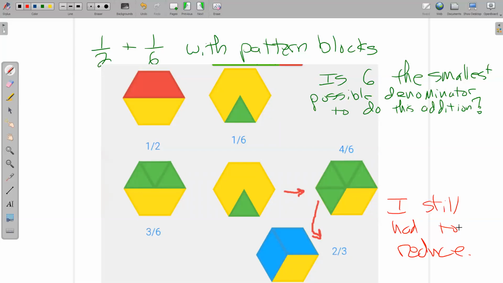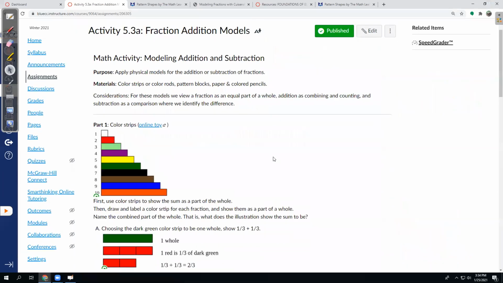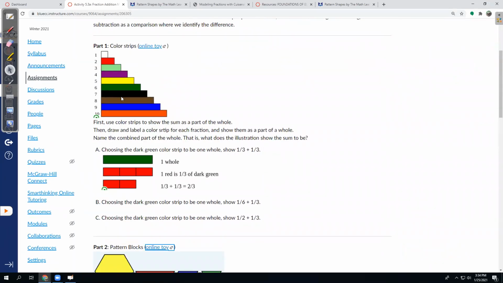So what I want to play with next is to have you guys practice drawing these situations and using some toys. Now, the toys that we're going to have to play with, so this is activity 5.3a. We've got the pattern blocks, and I demonstrate one, like how would I show a third plus a third? If I use dark green as a whole, then the red is a third. And so 1/3 plus 1/3 is simply just 2/3. So that one's pretty straightforward.